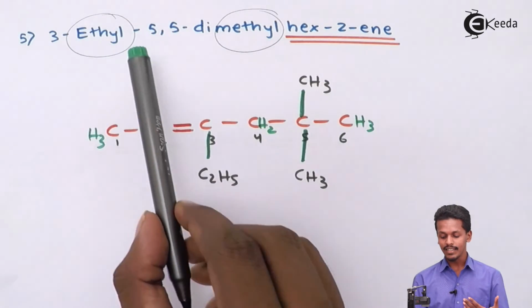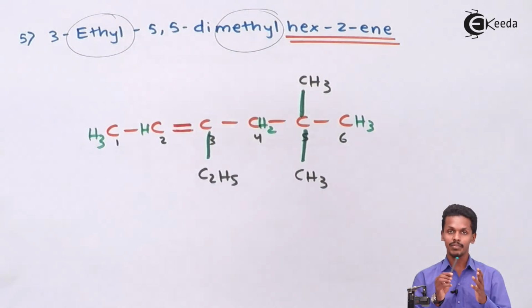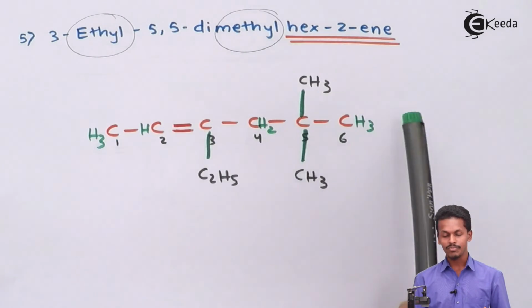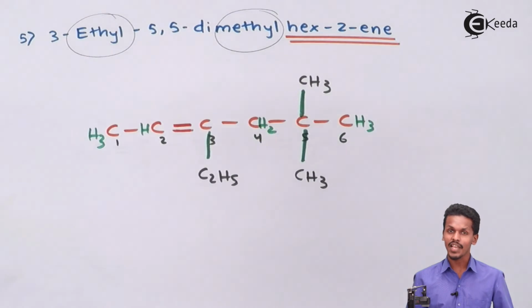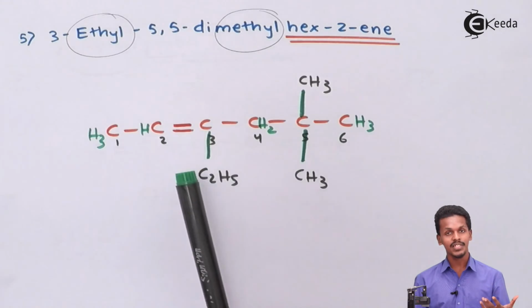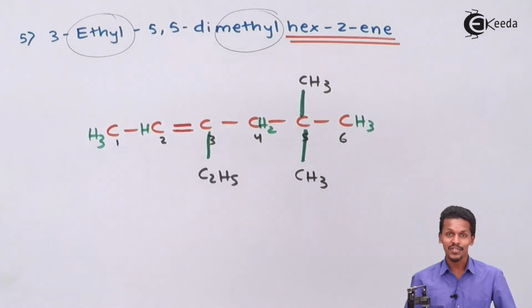And then on fifth we could see methyl, and again on fifth we could see methyl. So merging it, it is known as 5,5 dimethyl, and the overall straight chain or the parent chain consists of 6 carbon atoms, that is known as hexane in terms of alkane. But we could see that the carbon-carbon double bond is also present between carbon number 2 and carbon number 3, making it to be called hex-2-ene. So this is how we could cross check it.